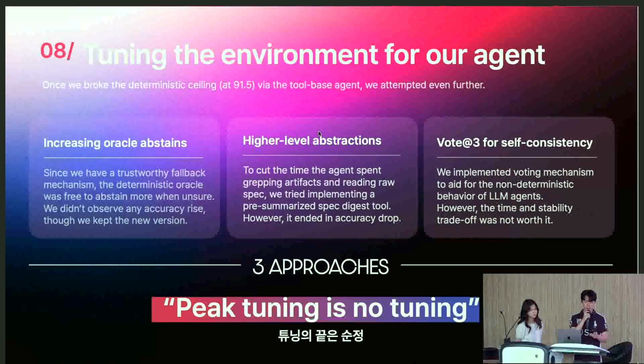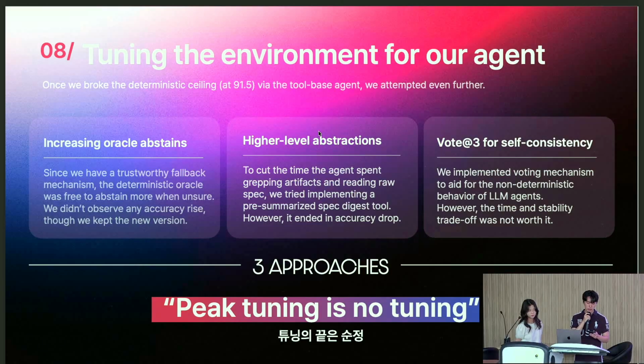Once the tool-based agent broke through the deterministic ceiling, we tried to push even further with 3 more approaches. First, we let the oracle abstain more aggressively, since we now had a trustworthy fallback. It could defer when unsure. We didn't see a clear accuracy gain, but we kept it.